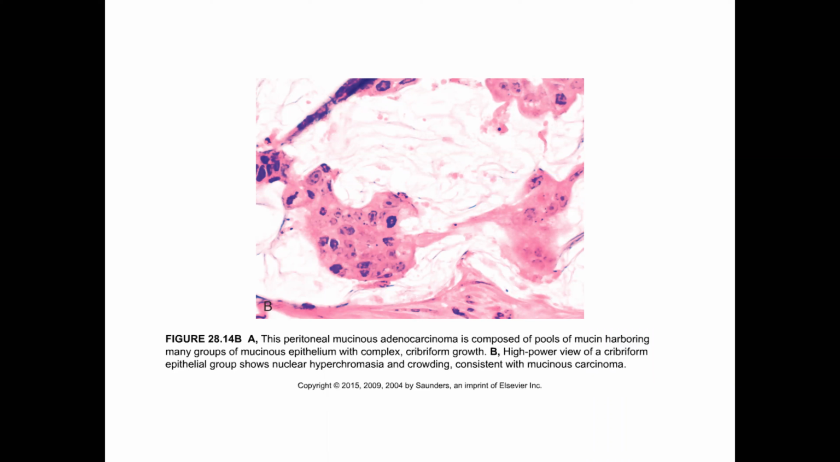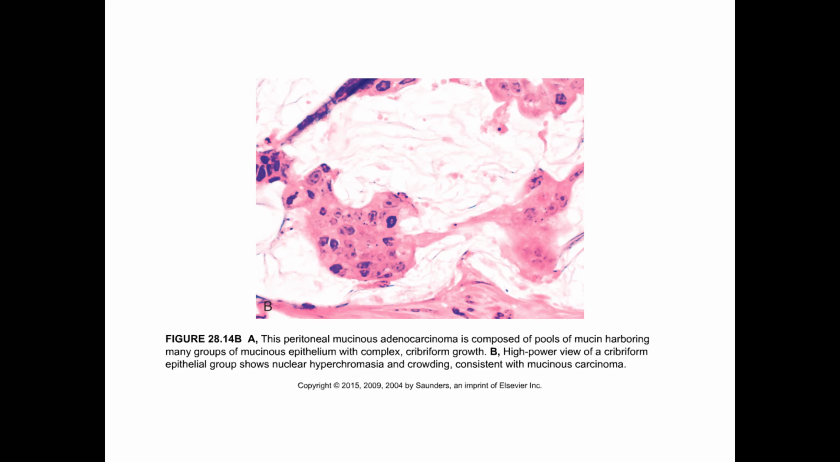Okay, so this gives you an example of high-grade appendiceal mucinous carcinoma, high degree of anaplasia here in this tumor, and certainly surrounded by mucin. You'd have no difficulty recognizing this as mucinous adenocarcinoma.